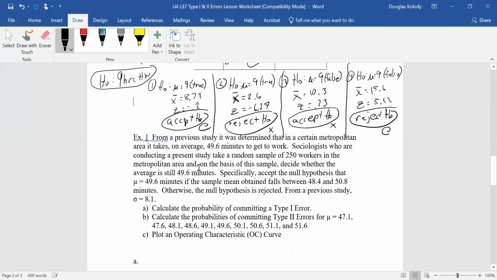Specifically, accept the null hypothesis that mu equals 49.6 minutes if the sample mean falls between 48.4 and 50.8 minutes. Otherwise, the null hypothesis is rejected. From a previous study, sigma is 8.1. All right, A, calculate the probability of a type 1 error. B, calculate the probabilities of committing type 2 errors under all those values. And C, we have to plot something called an operating characteristic or OC curve. We're going to do all that, pieces of it at least.